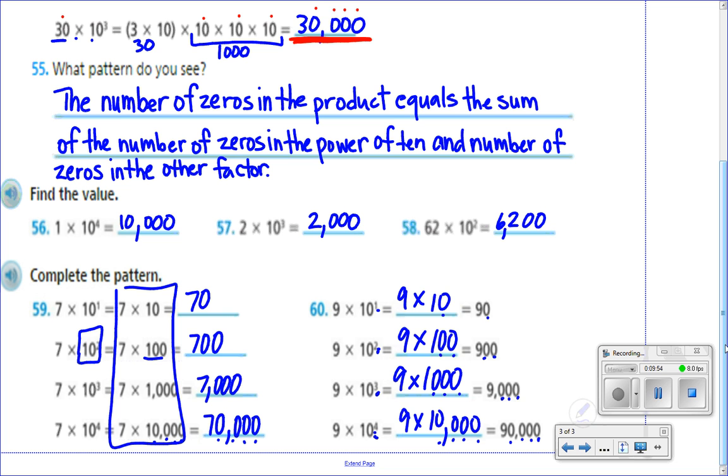So I hope that you have a better understanding of using exponents to represent and multiply powers of 10. We are going to continue with this for a few days. Make sure you have these examples in your notes, and we will talk some more tomorrow.